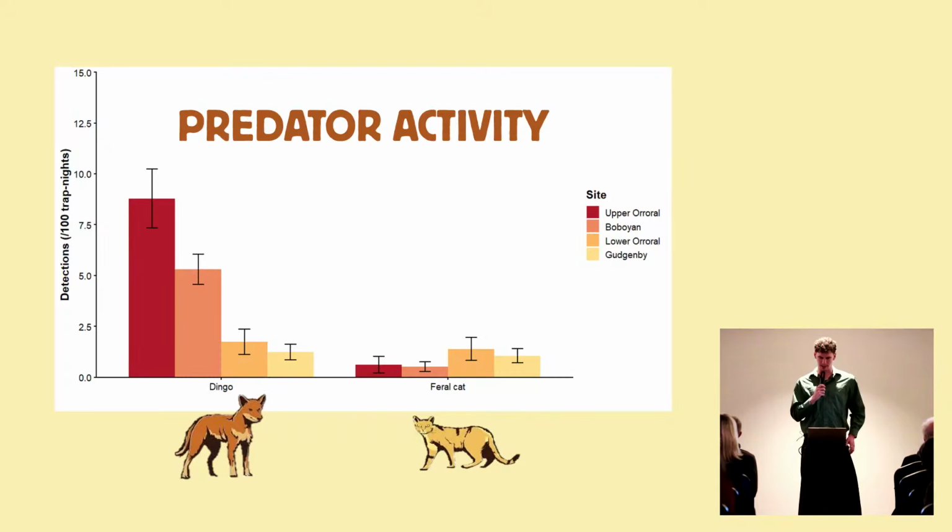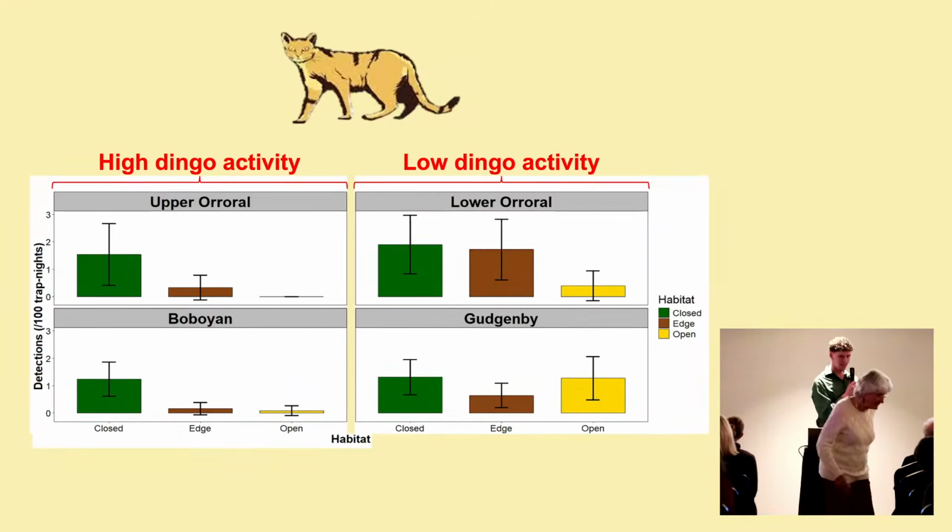So that got us thinking, if the cats are responding to overall pressure of dingoes, as this graph suggests, how are they coexisting with dingoes at the sites with high dingo activity if they're not shifting their daily activity patterns to avoid dingoes? And for this, we had a look at the habitat use by the cats.